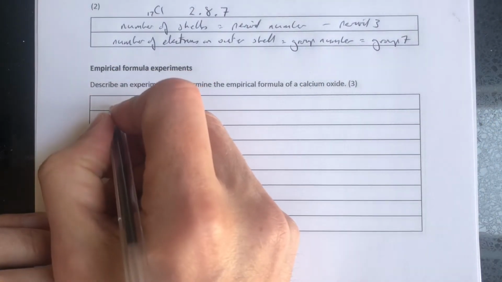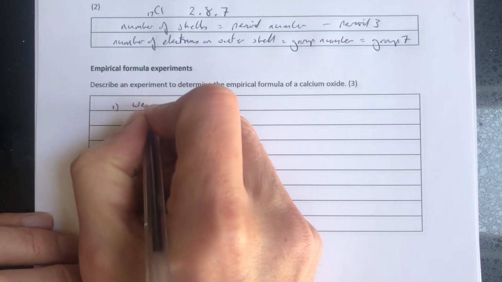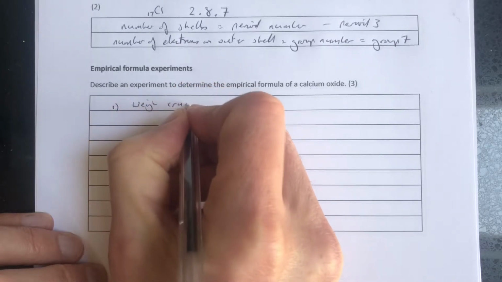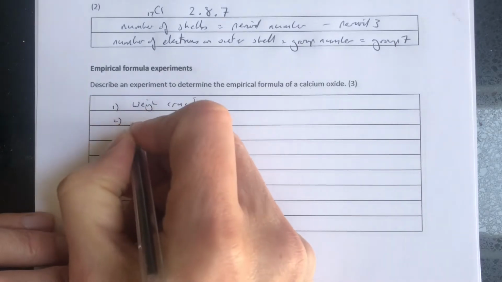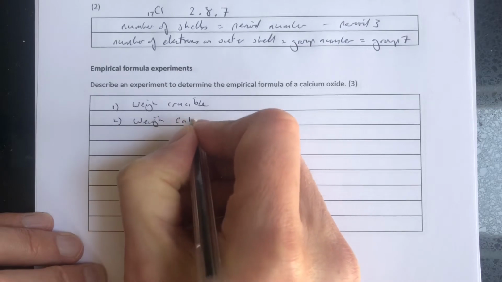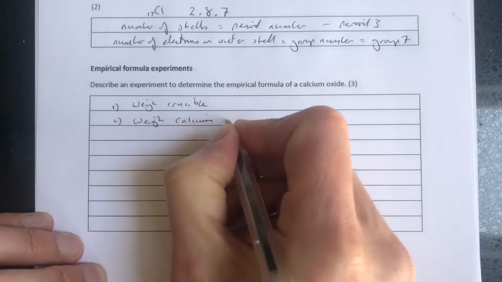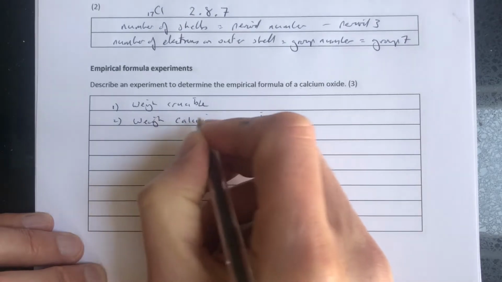So the way we're going to do this, we're going to need a crucible to start with, because we're going to do the experiment in a crucible, and we are going to weigh the crucible. First thing we're going to do, weigh the crucible. We're then going to put some calcium into it, and we're going to weigh the calcium and the crucible. And we're going to subtract those two, because we need to know how much calcium's gone in.